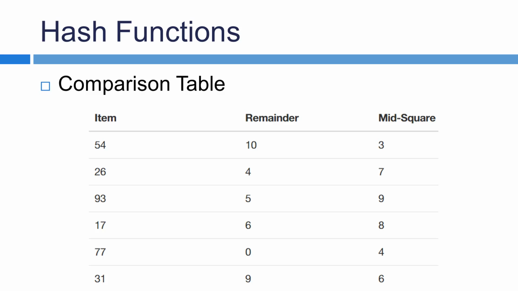Here we have a simple comparison table of various items, and then what their slot numbers would be if you use just the remainder method, or if you use something like the mid-square method.